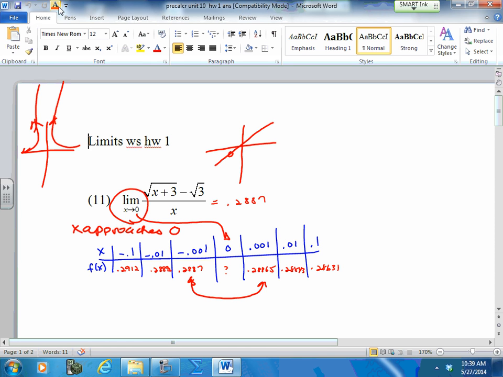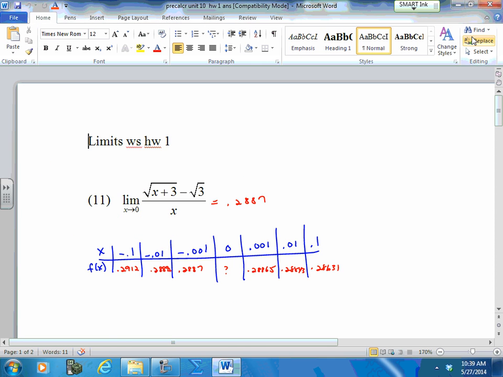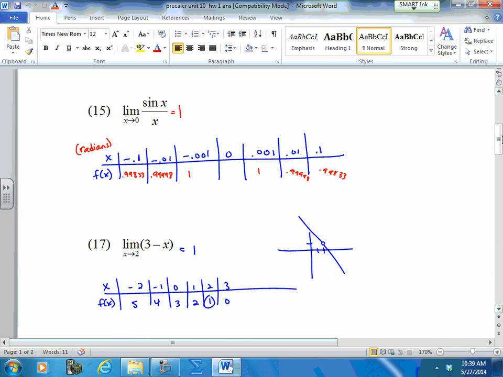Does this make sense? Get the notes, go to the Moodle so that you can figure that part out.